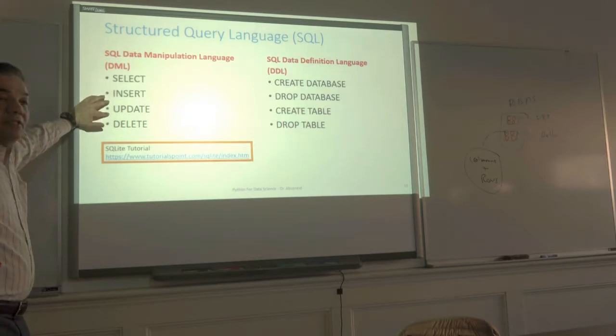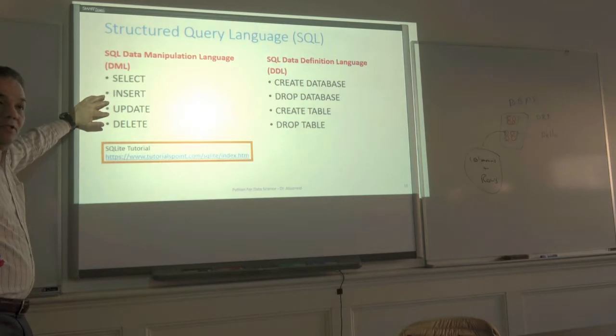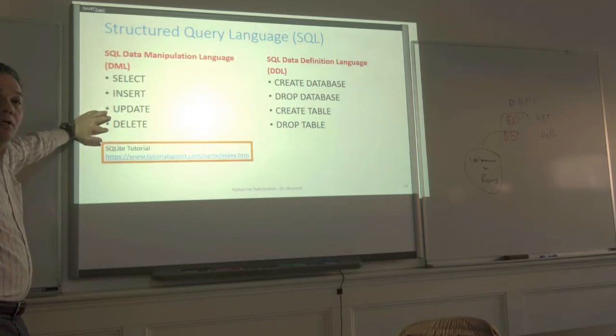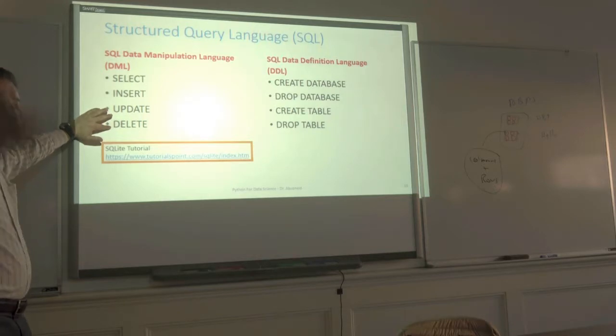Update. What's update? You update a record in the database. For example, a student's birthday was entered as 1990. You need to update it to make it 1980. Update. And then delete. Delete what? The table, data? A row, a record. Not a column, a record.